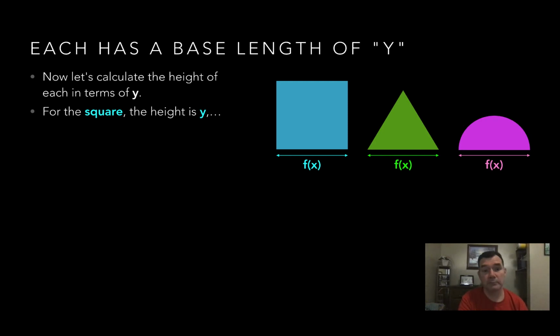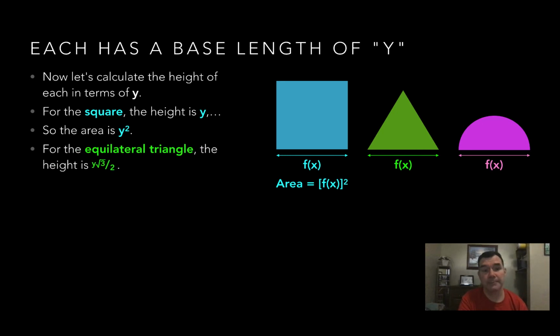So for a square, the height is going to be the same as the base, so that makes the area base times height, which is f of x times f of x, or f of x squared. If I have an equilateral triangle, then the height based on trigonometry is going to be y times root 3 over 2, and that's going to make my overall area 1/2 times that base of y times the height of y root 3 over 2. So the overall area, if I simplify that, is going to be root 3 over 4 times y squared, which I can also call root 3 over 4 times f of x squared.